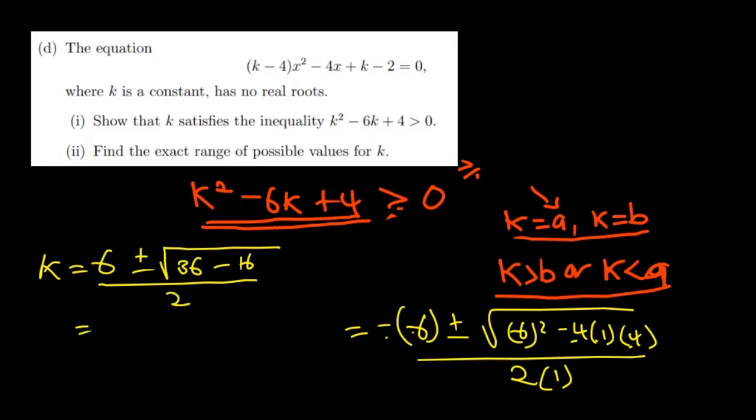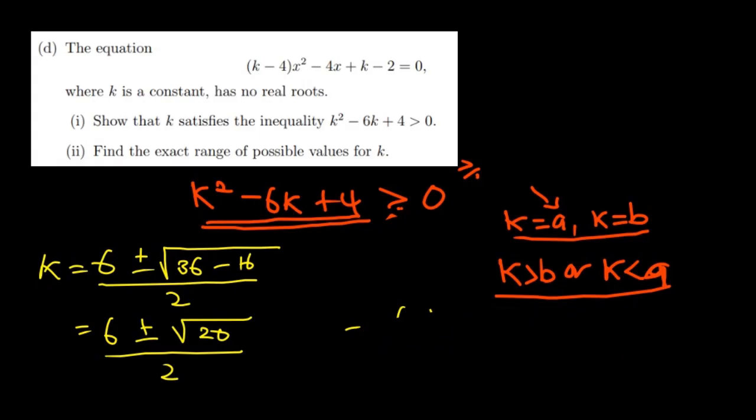So this will be equal to 6 plus or minus the square root of 36 minus 16, which gives me a 20, and then I'm dividing all this by 2. So I can get my two answers of k from this. My first answer of k will just be equal to 6 plus the root of 20.